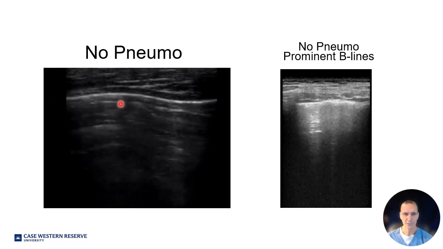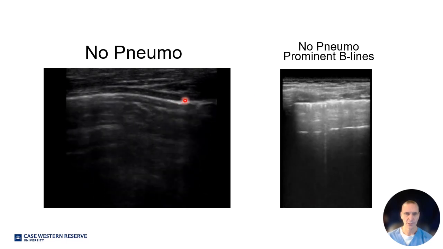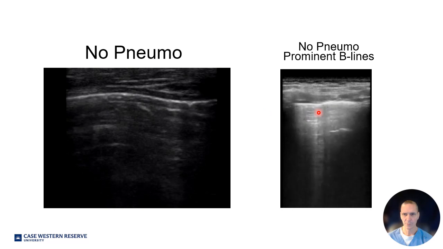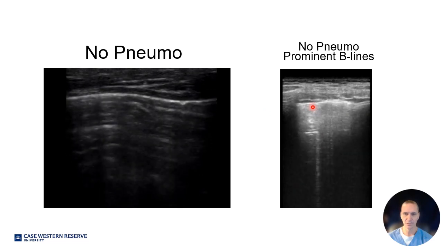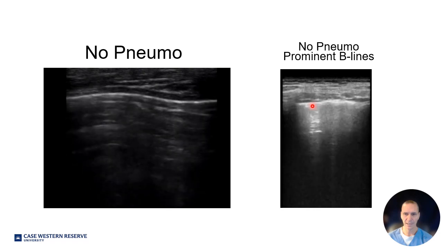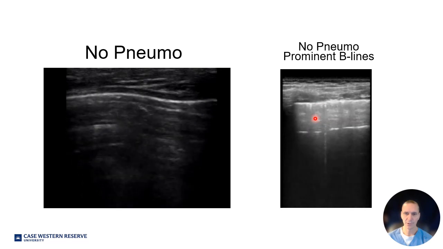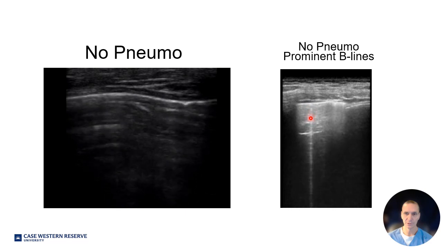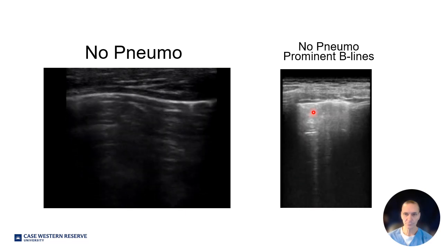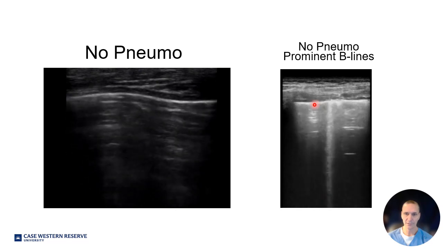So the image on the left is the same. The image on the right is no pneumothorax, but I want to discuss another finding. You'll hear the terms A lines and B lines. So B lines, also called comet tails, this is a patient with pulmonary edema. They're more pronounced when there's fluid in the interstitial tissue of the lung. So these comet tails or B lines are telling you that this lung is up.